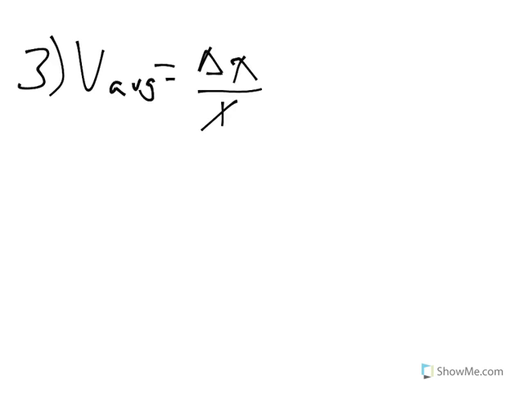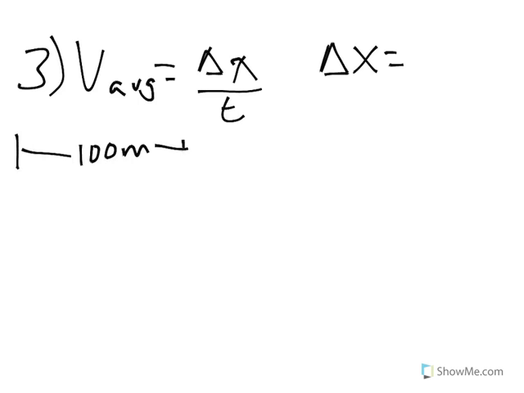Next up, number three. You run 100 meters at 10 meters per second, and then you walk 100 meters at 1 meter per second. What is your average speed? Remember that average speed or average velocity is change in position over change in time. And what that means is we have to figure out the change in position. You are going 100 meters, and then you go another 100 meters. So how far did you go? You went 200 meters.